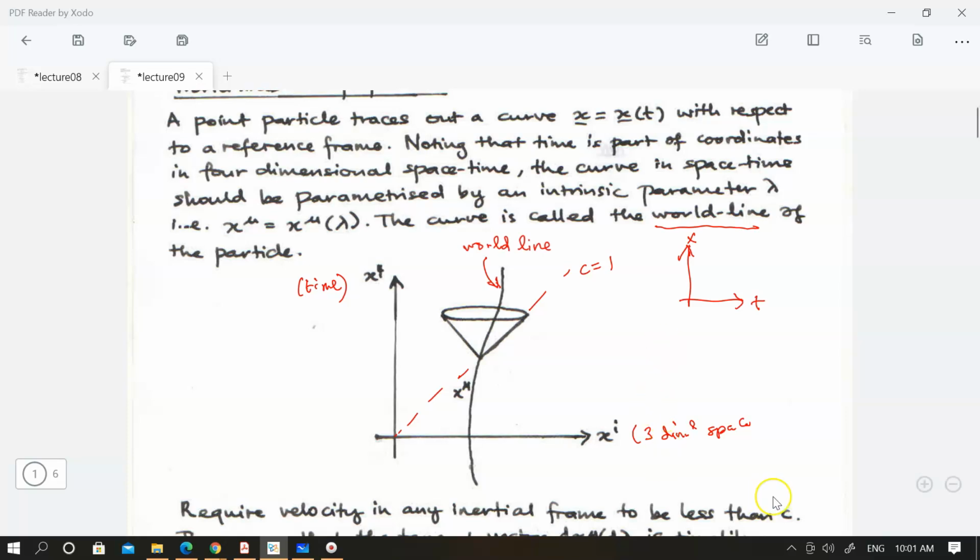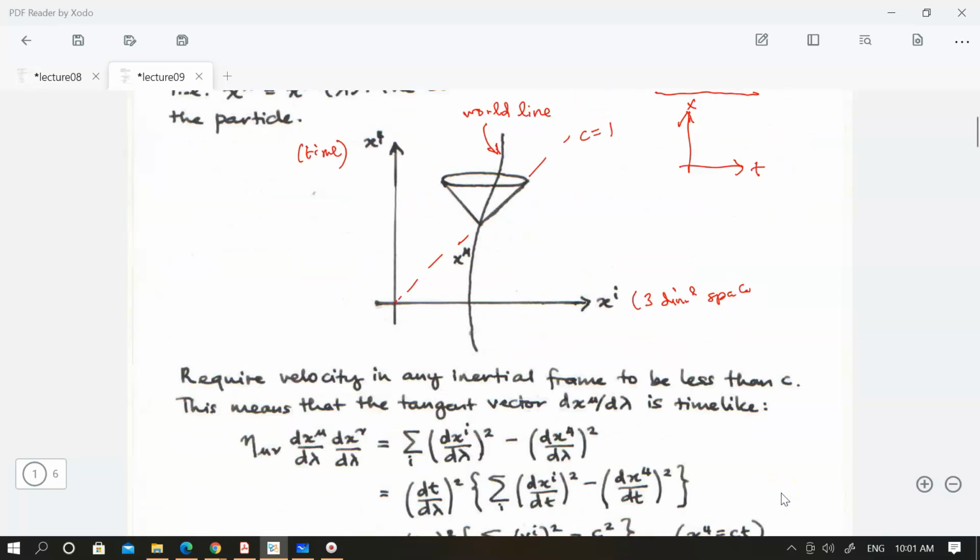So let's go below. This is the thing I mentioned just now. You require the velocity to be less than c, so this one will look steeper than this one.